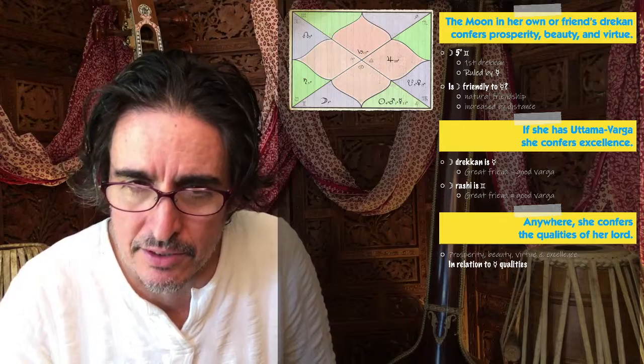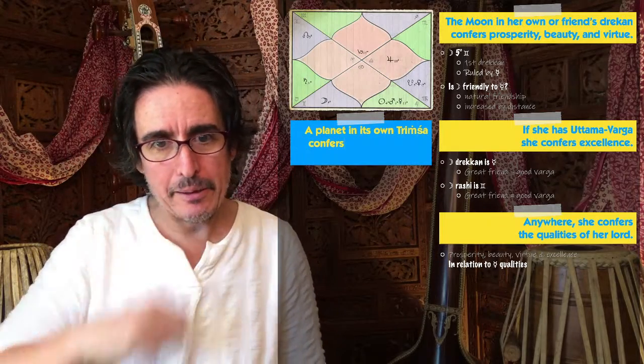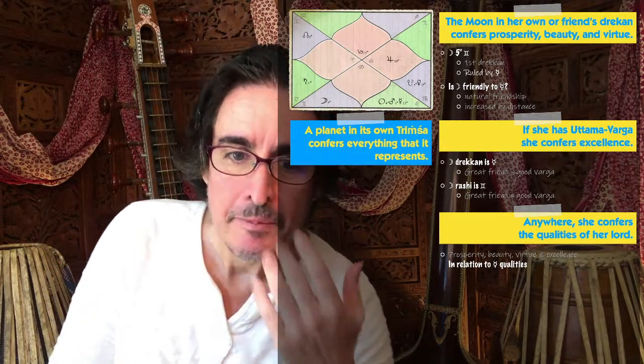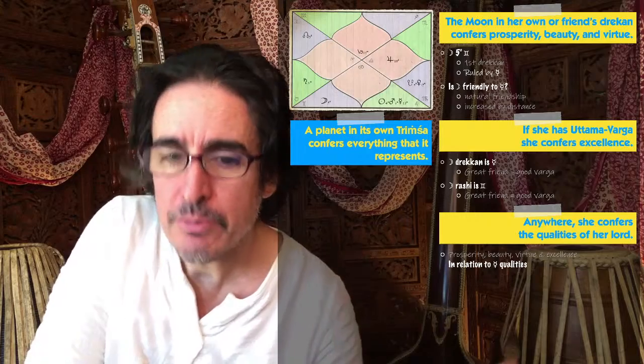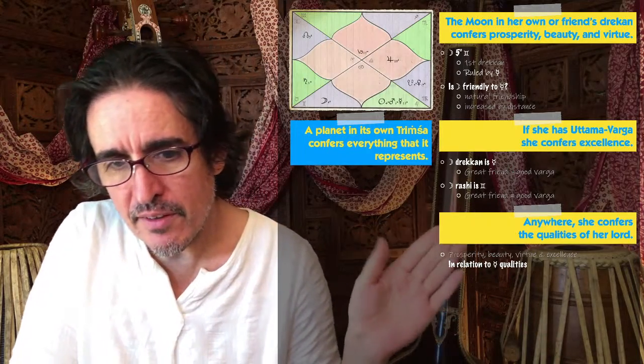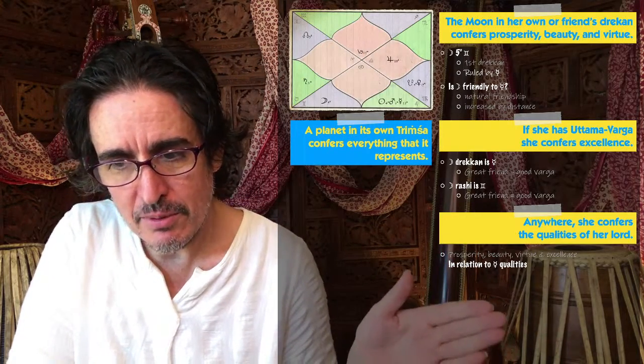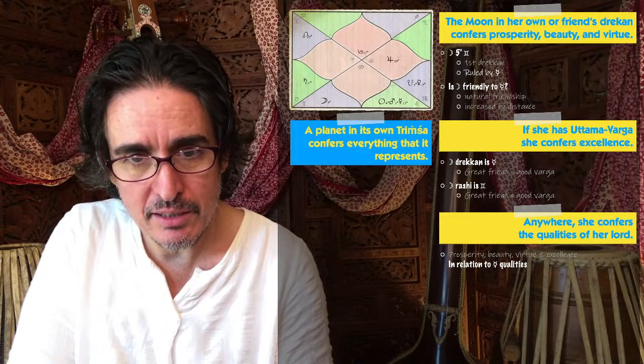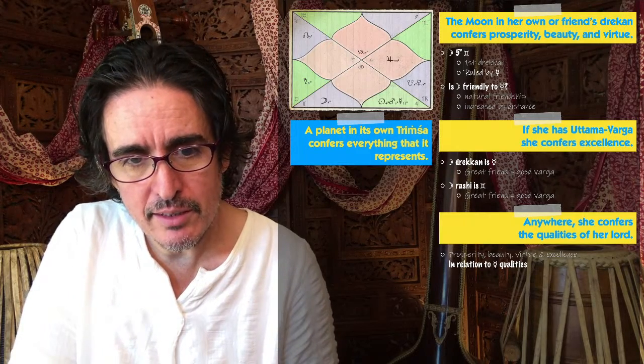All right, now here's another. This is now for the Trimsha. He said that a planet in its own Trimsha confers everything that it represents. And we talked about that, right? Talked about what that means. So let's find an example in this chart.